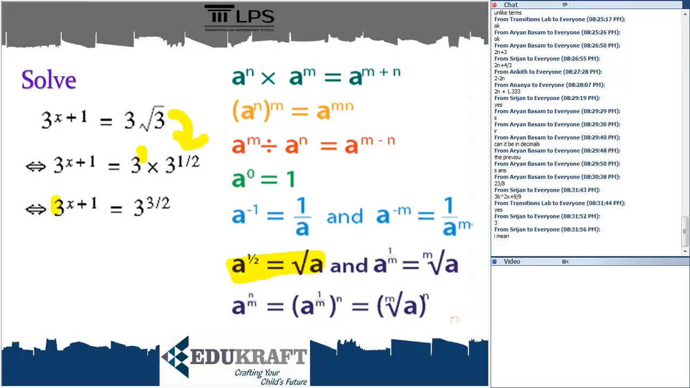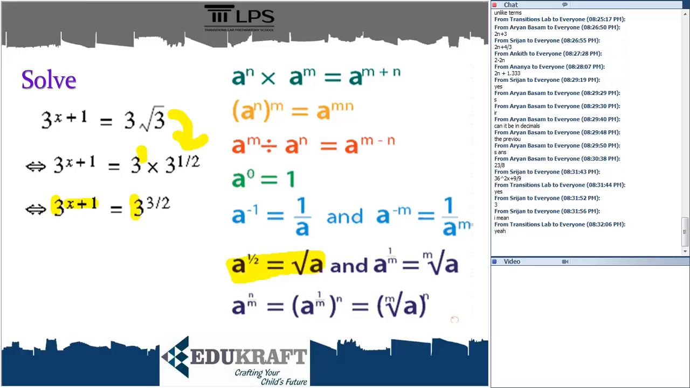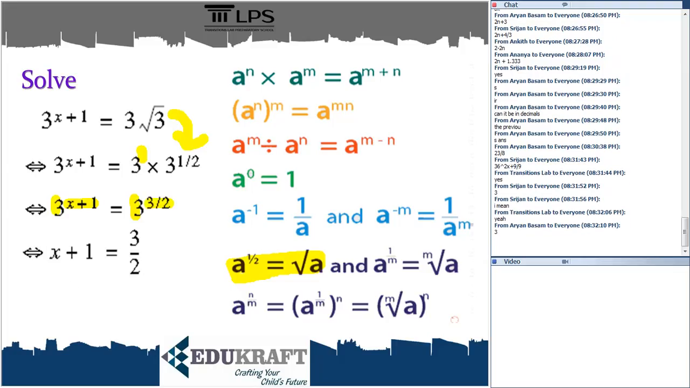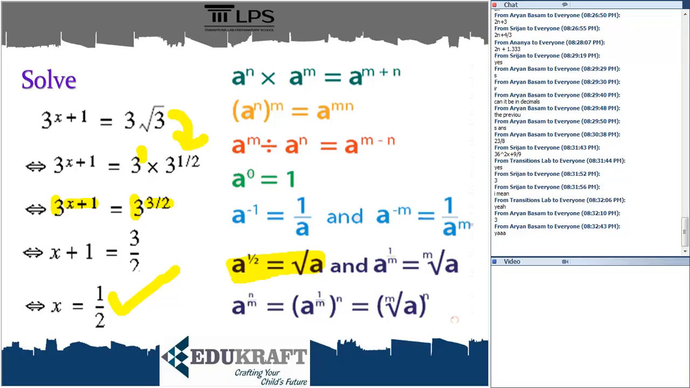And now when the bases are going to be the same, the powers can be equated. You can equate these two powers. So what you get is x plus 1 is equal to 3 upon 2, and therefore x is equal to half. So the final answer to this question is x is equal to half. I hope everybody got the concept of indices. Okay, good, Aryan, very good.